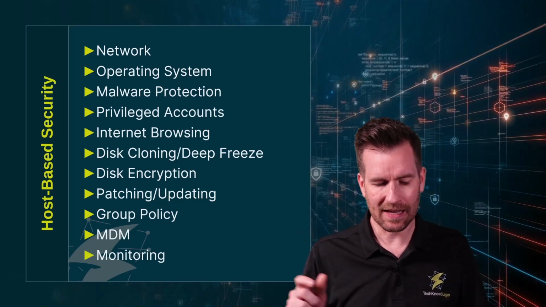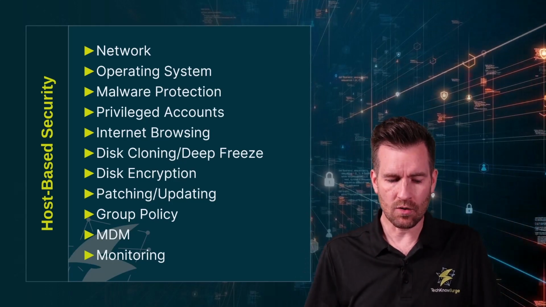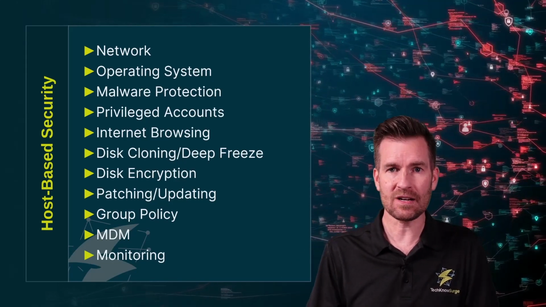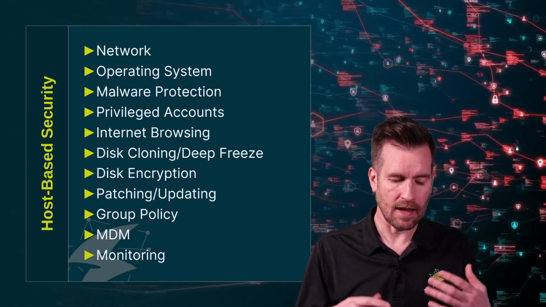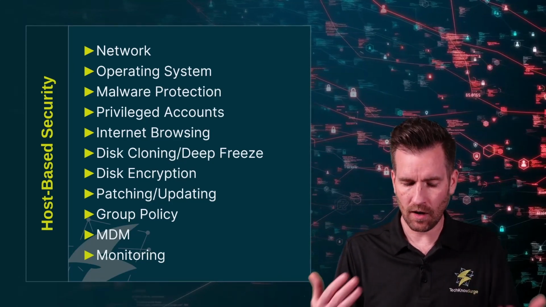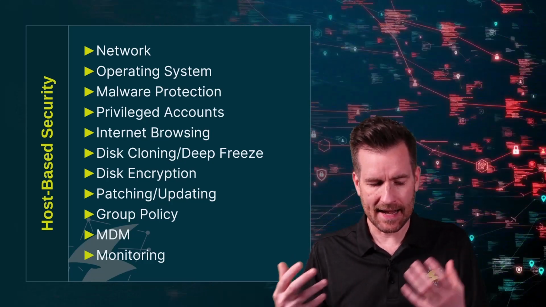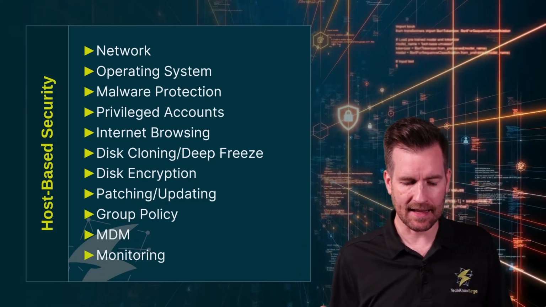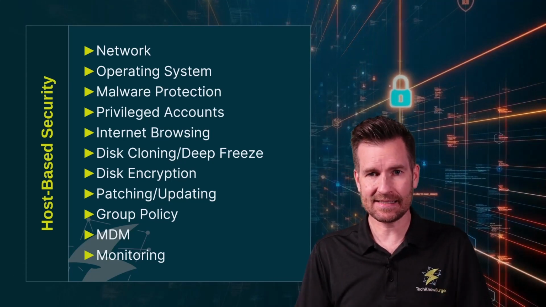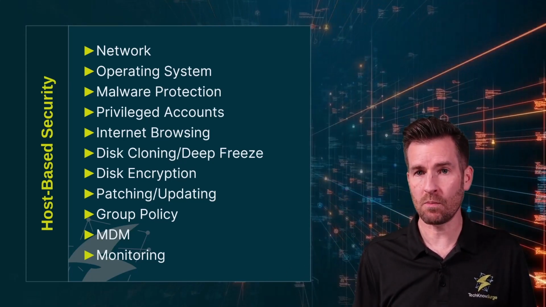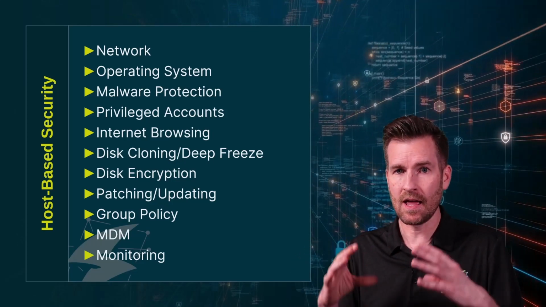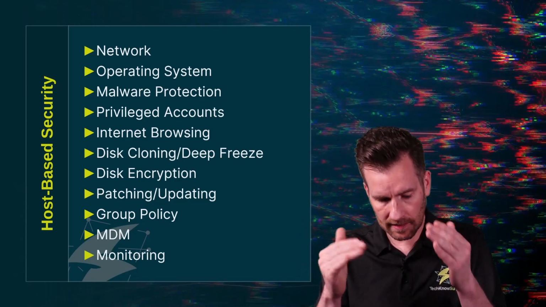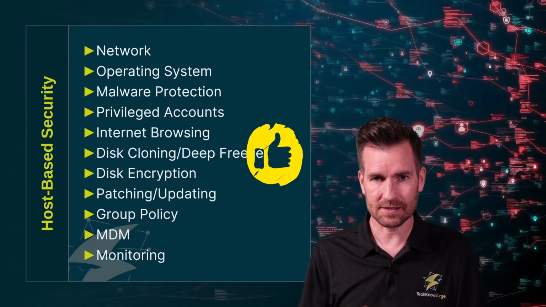We took a look at disk cloning and Deep Freeze and how we can roll back to those images or use Deep Freeze to make sure that our machines are safe and secure. We could use disk encryption especially for our mobile devices, but really for all devices, we should be thinking about encryption. For patching and updating and making sure we're doing that consistently, and rolling out policies consistently using things like group policy or mobile device management. And finally, we talked about monitoring and the important steps of monitoring our services and our patching and all of this to make sure that our machines are safe and secure.